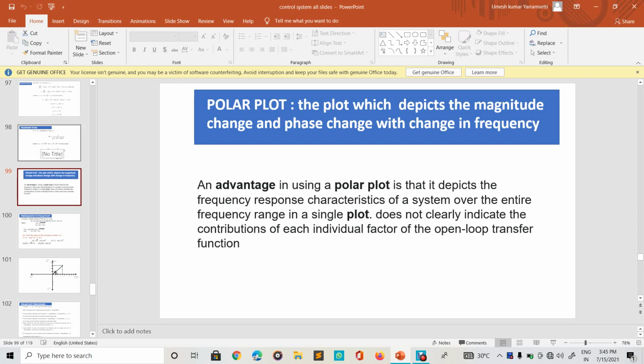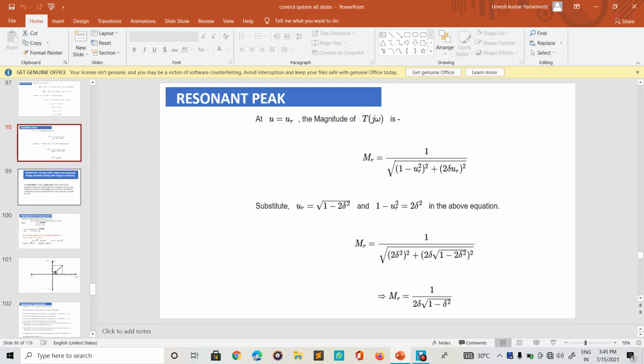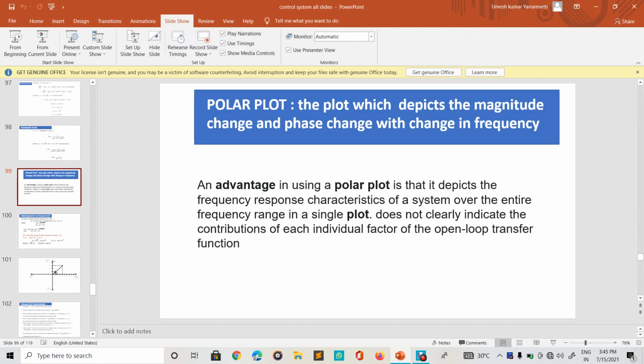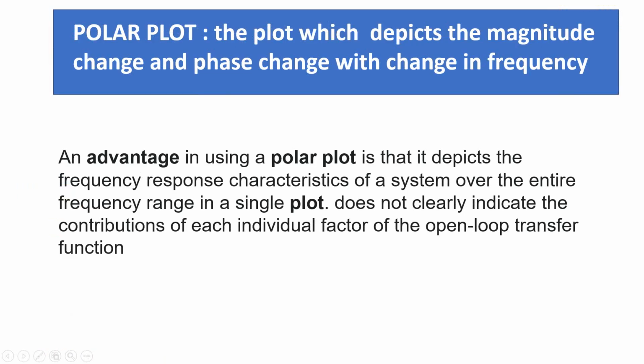In the last video, we discussed the resonant peak of the system and how the frequency response of a second order system varies. So in this tutorial, we are learning the polar plot of a system. The polar plot is a two-dimensional plot which depicts the change in magnitude and phase of the system with respect to the angular frequency omega, varying from 0 to infinity.